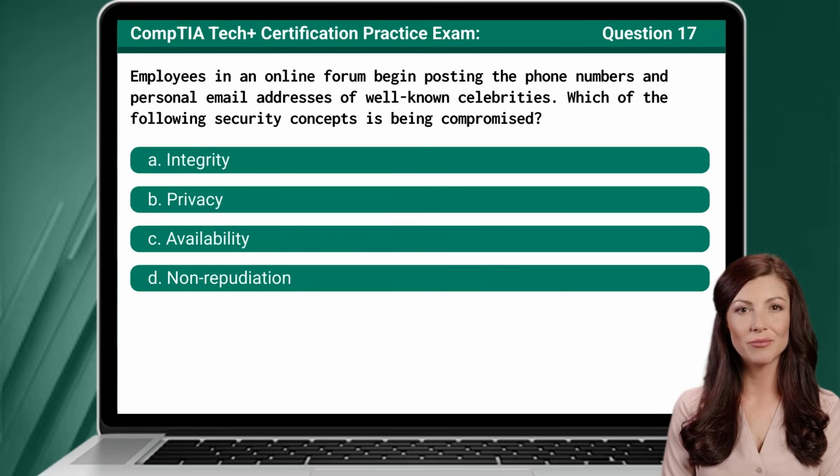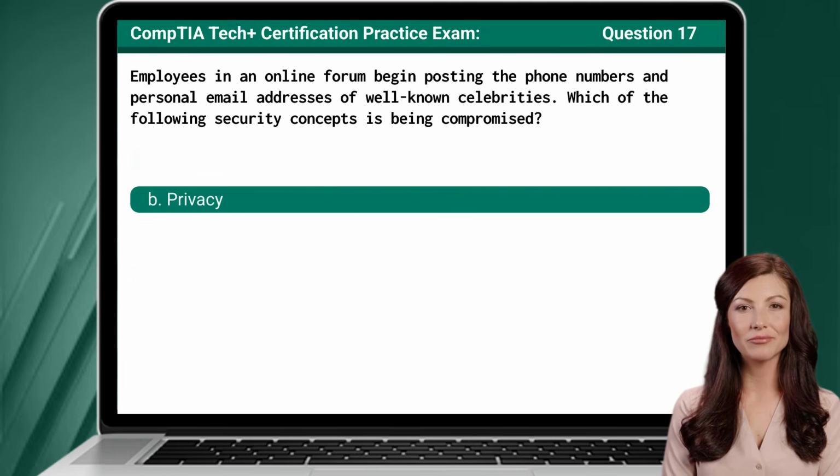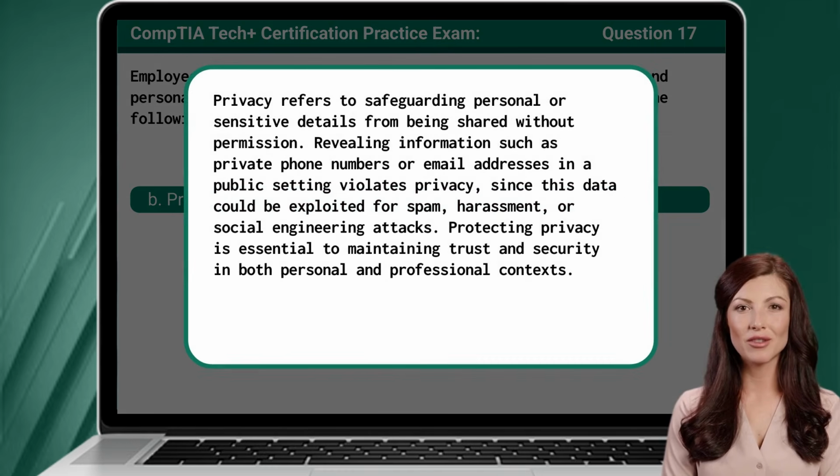The answer is B. Privacy. Privacy refers to safeguarding personal or sensitive details from being shared without permission. Revealing information such as private phone numbers or email addresses in a public setting violates privacy, since this data could be exploited for spam, harassment, or social engineering attacks. Protecting privacy is essential to maintaining trust and security in both personal and professional contexts.